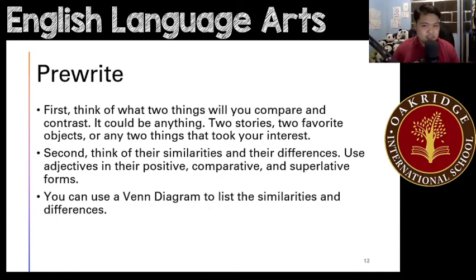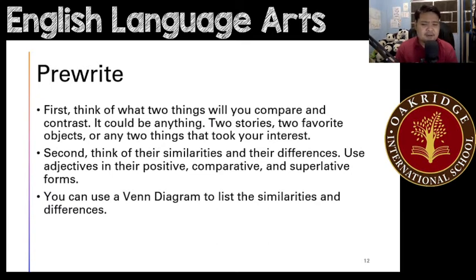Okay, what you guys are going to do first and foremost is a pre-write. First things first, think of two things that you will compare, right? There should be similarities and differences. It could be anything, two stories or two favorite objects or two things that took your interest. Any two things. Could be animals, can be food, okay? So long as these are two things with similarities and differences.